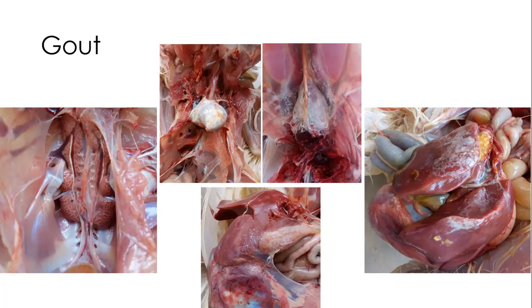It depends on the degree. There are some of them where you will just see it faintly in the heart, faintly in the air sac, faintly in some internal organs, and faintly also in the kidney.